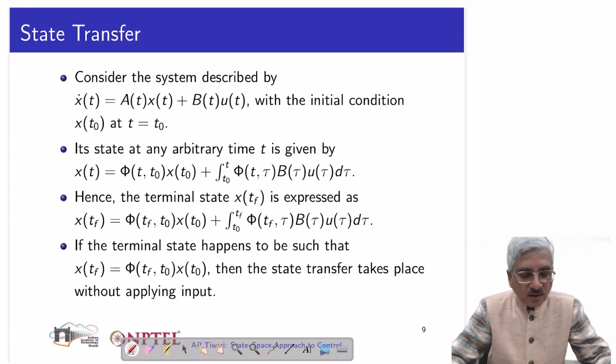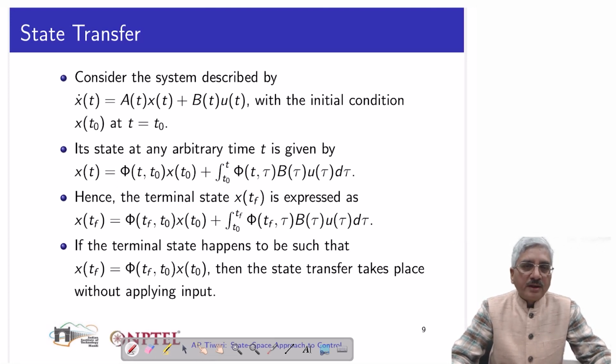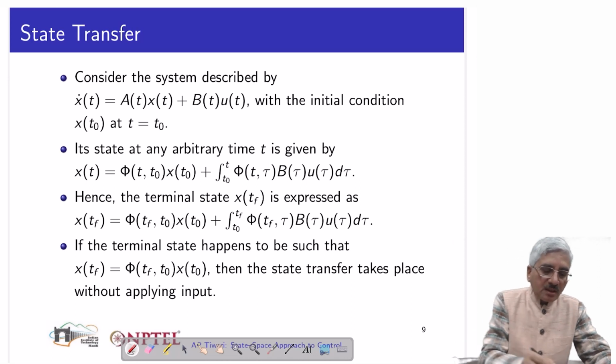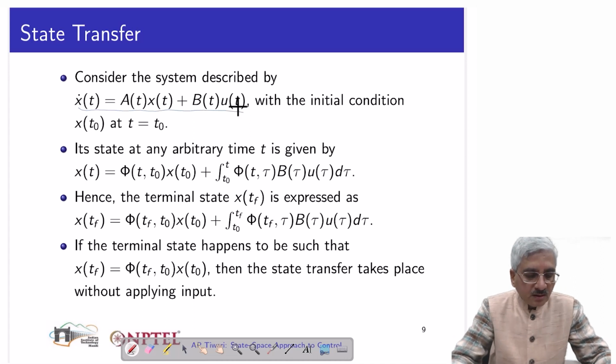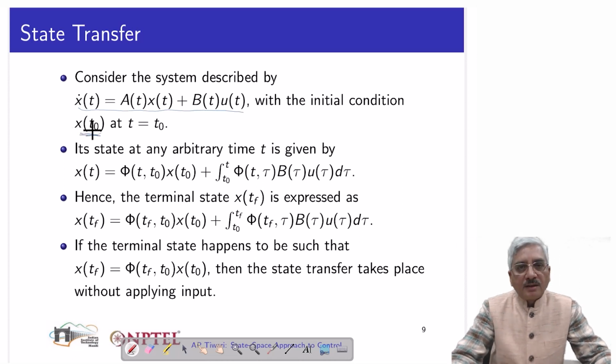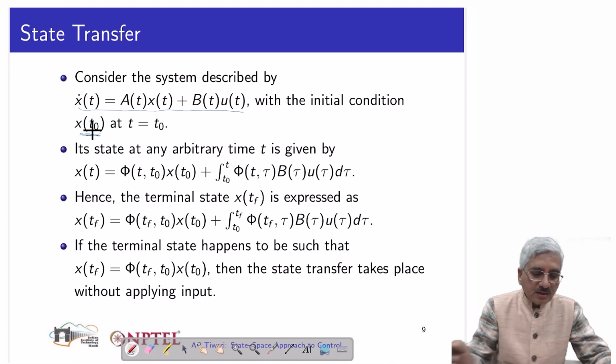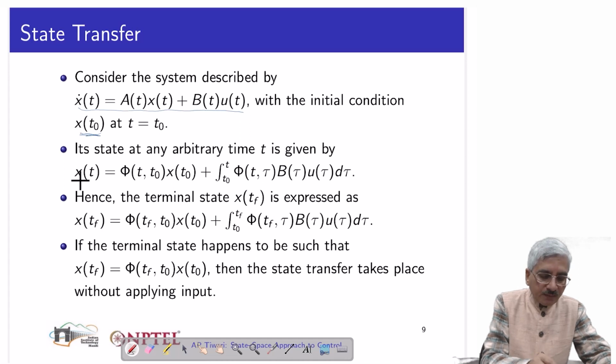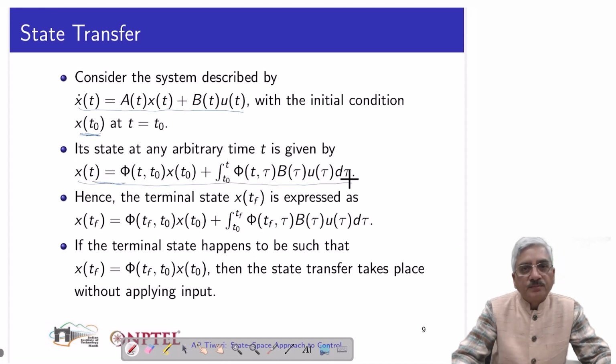Now, the definition of controllability involved the phrase state transfer, and we will interpret this phrase a little elaborately. So we are given the system which is x dot(t) equal to A x(t) plus B u(t), and the initial condition is specified as x(t0) at time t equal to t0. Now we have solved this state equation in some earlier lessons, and we see that the solution of the state is given by this expression.